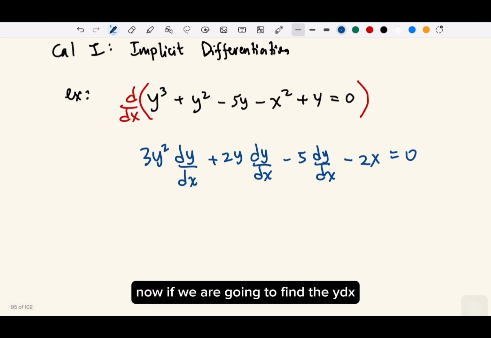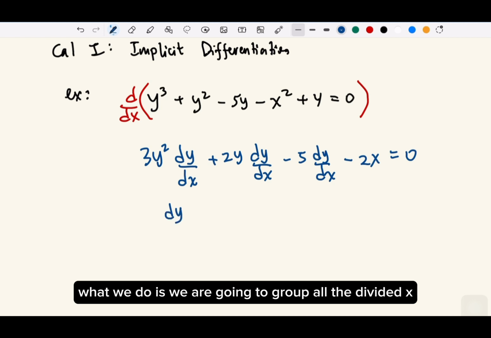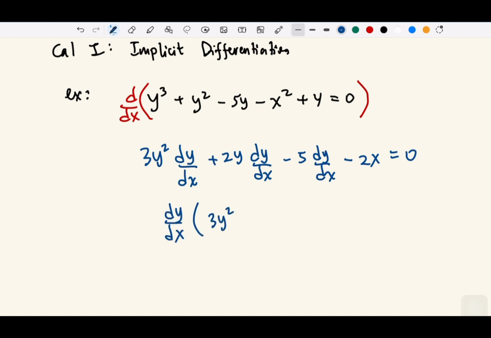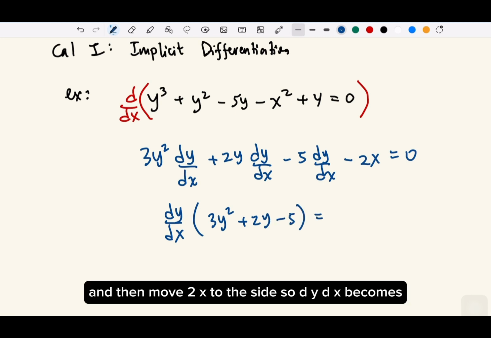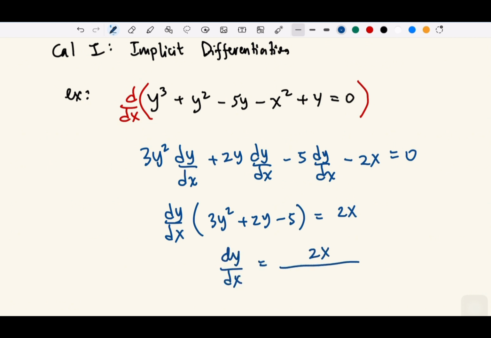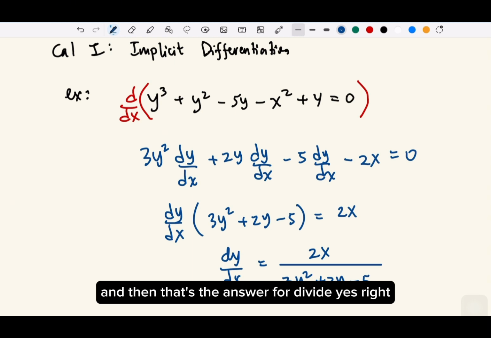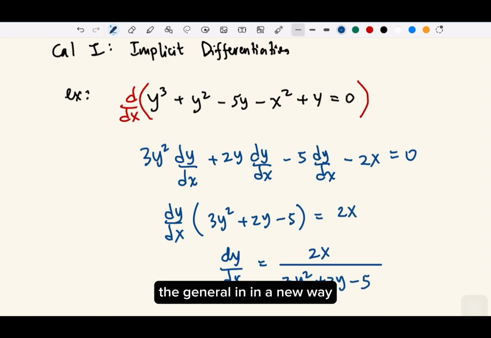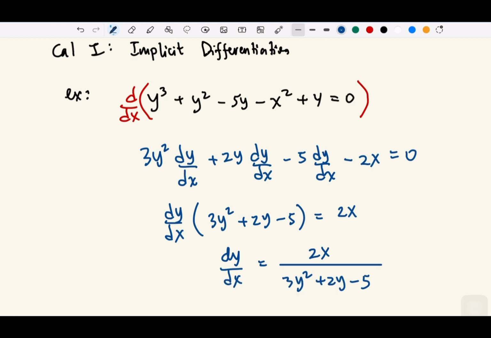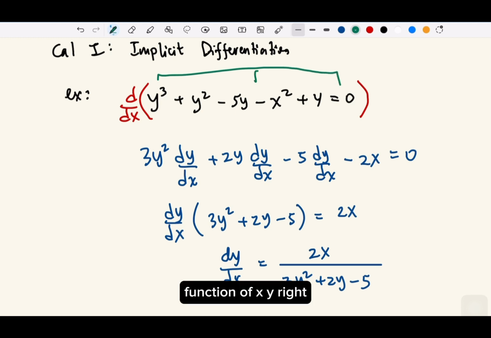Now if we are going to find dy dx, what we do is we group all the dy dx and then move the 2x to the side. So dy dx becomes, and then that's the answer for dy dx, right? But since we have learned a new way to see the chain rule, this is an equation having y and x, right? So we can say that it's actually a function of two variables. So we can see this as a function of x y, right?